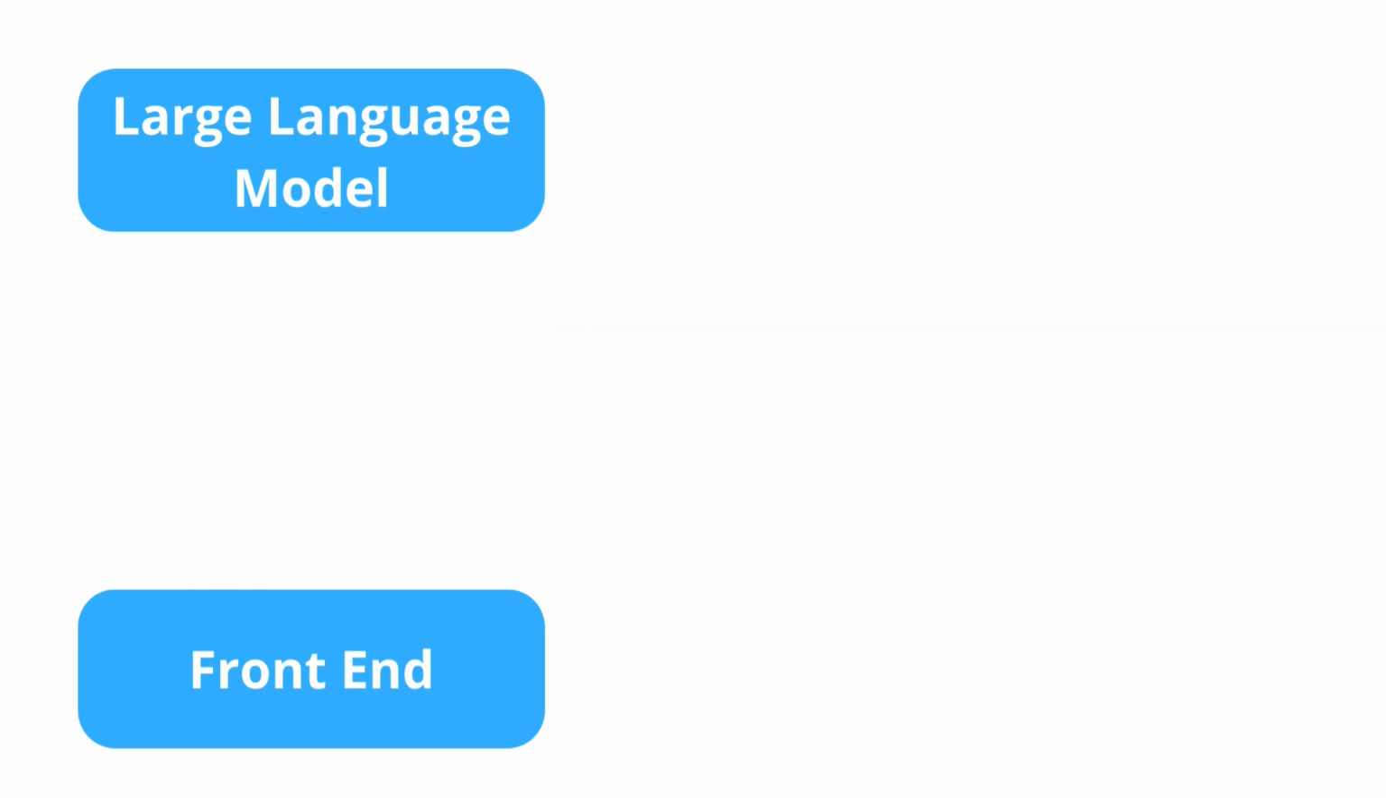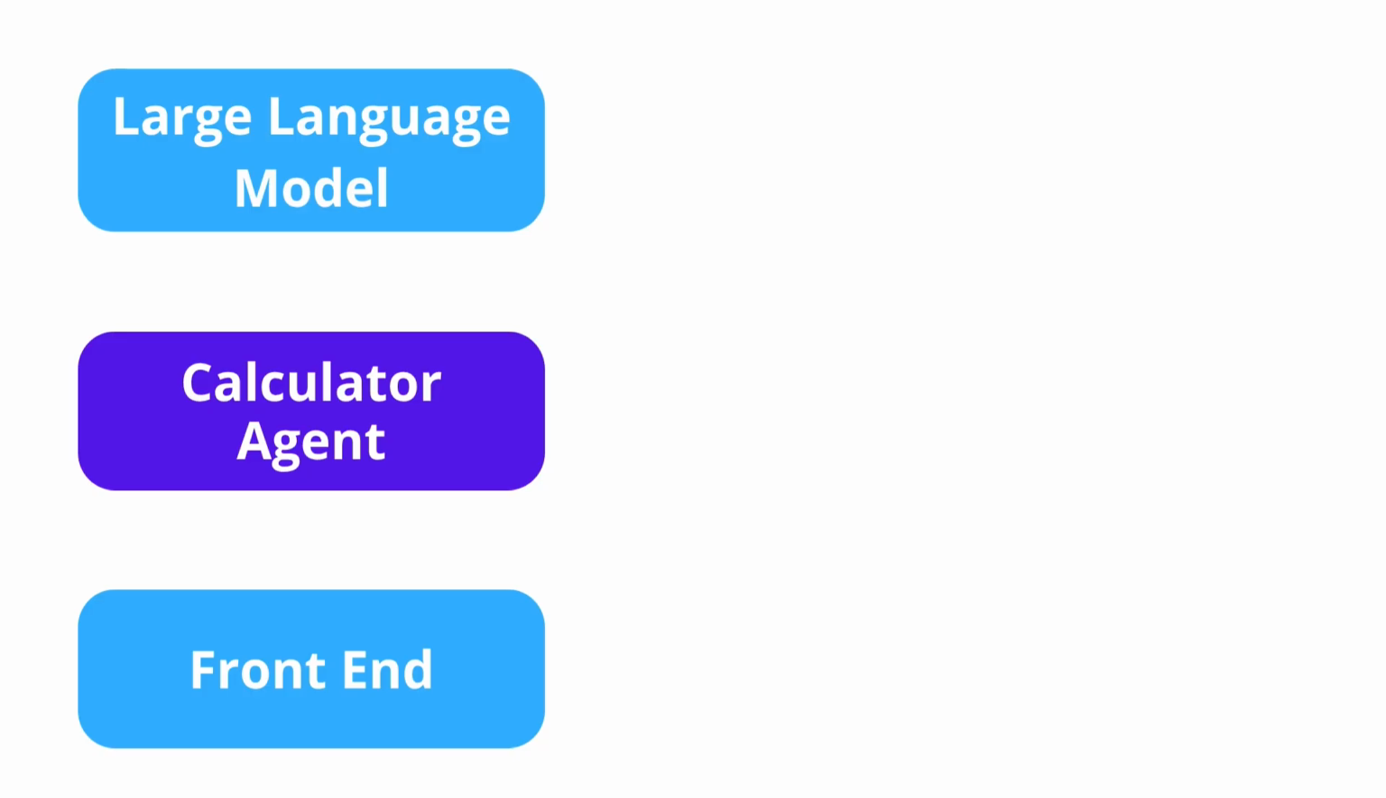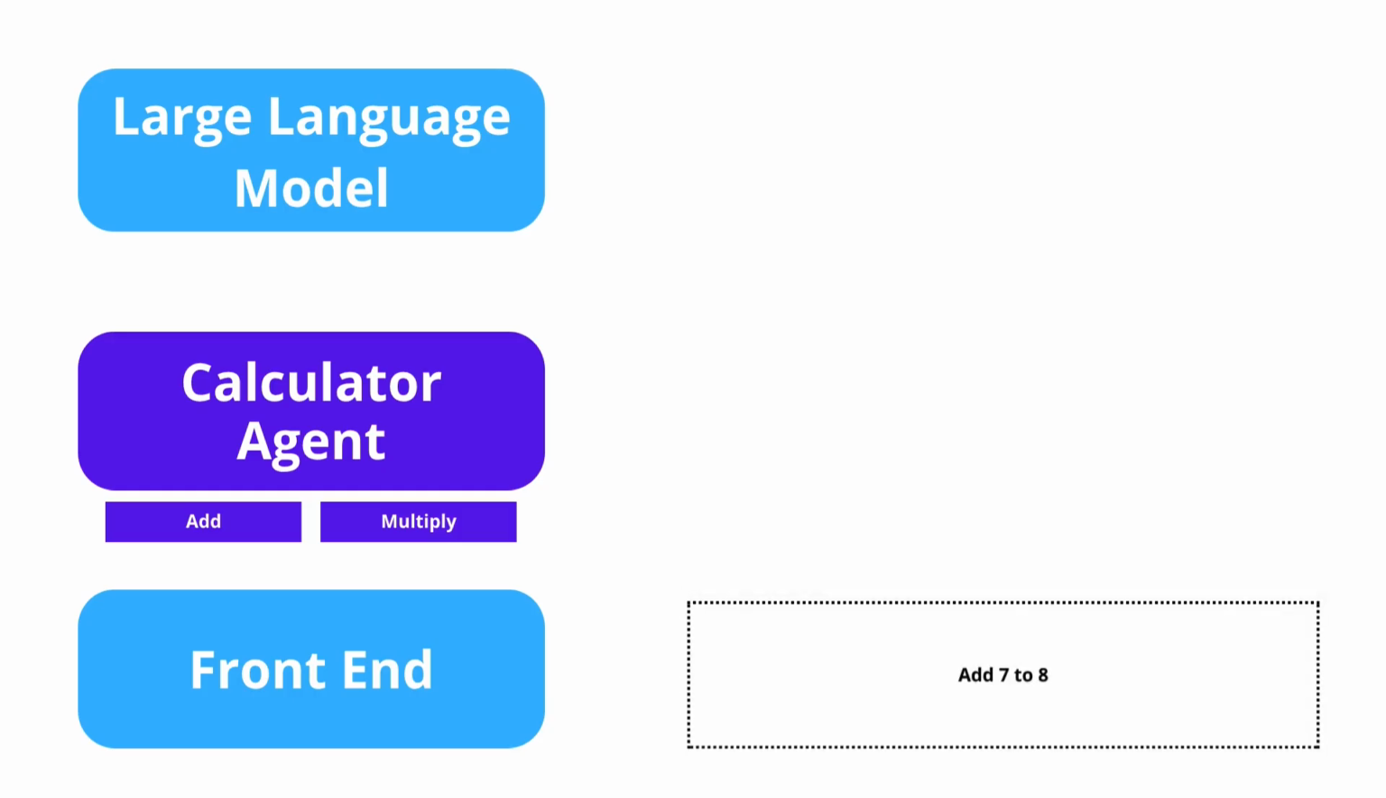A very simple one. Let it be a calculator. I'm going to equip this agent with two tools. One for multiplication and another for addition. Obviously, using an agent as a calculator isn't a real-life example, but it'll help you grasp how the tools function. Imagine a user asks the agent to add 7 to 8.